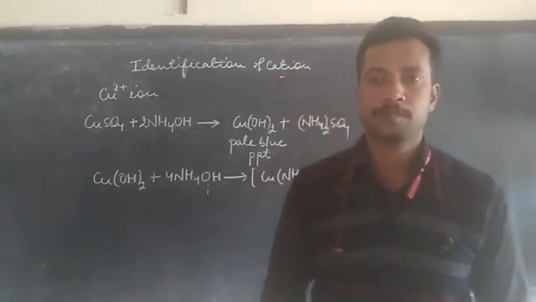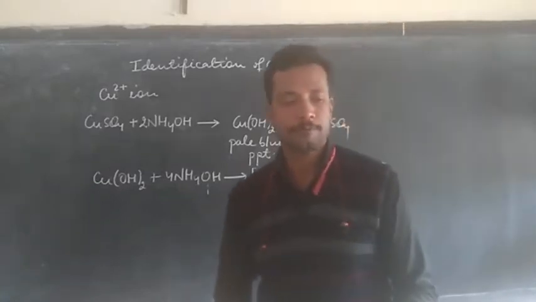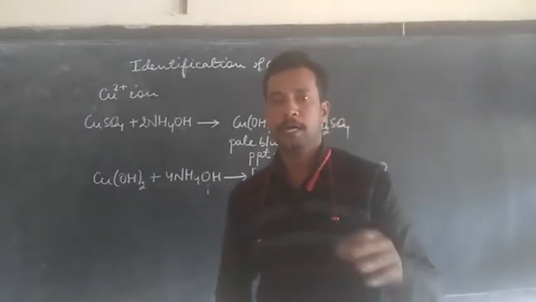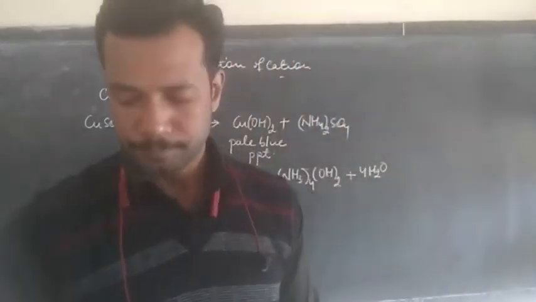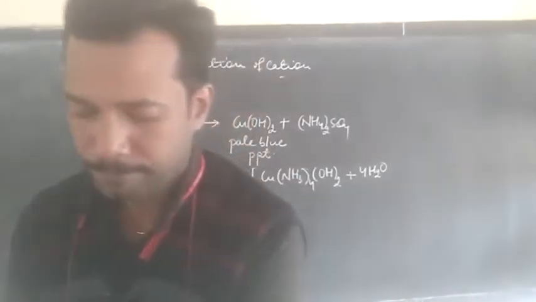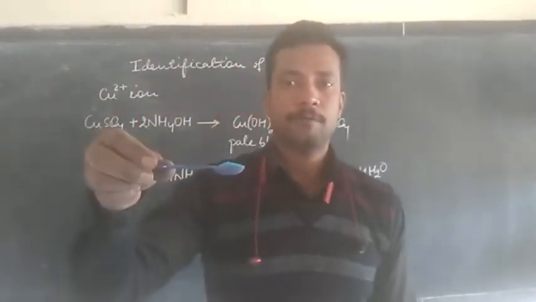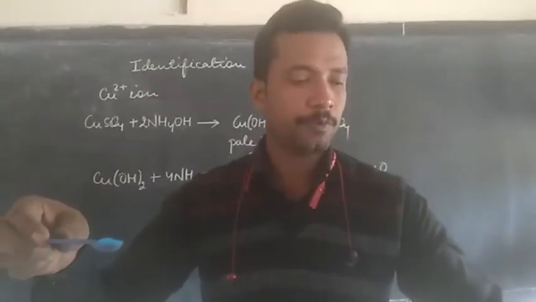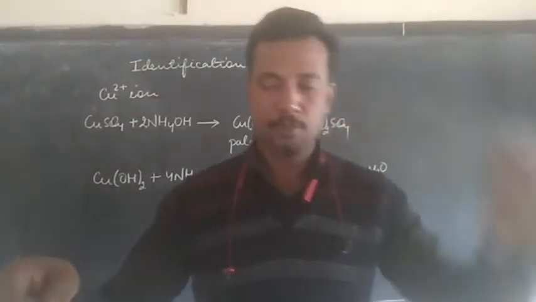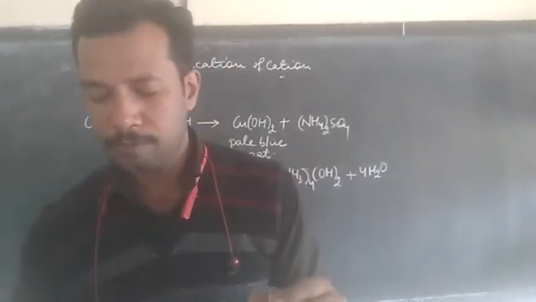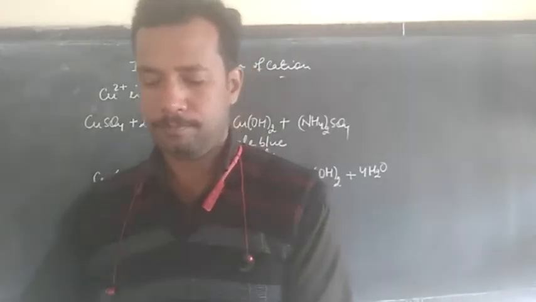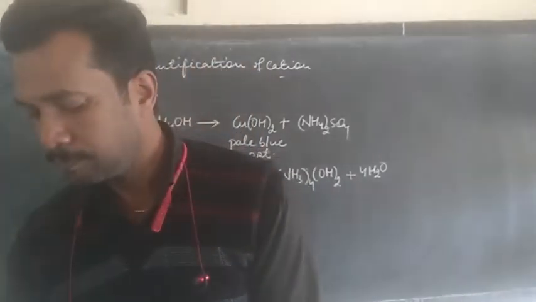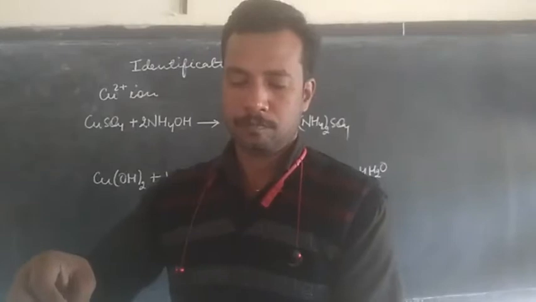So let us start the experiment. We will first take copper sulfate in a test tube and we will prepare a solution of the salt. So here we have copper sulfate. You can see it is blue in color. In this test tube I am going to take a small sample of copper sulfate. So here you can see I have taken it.